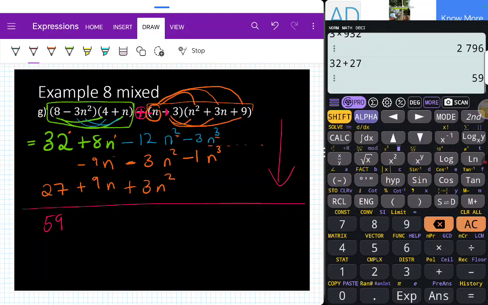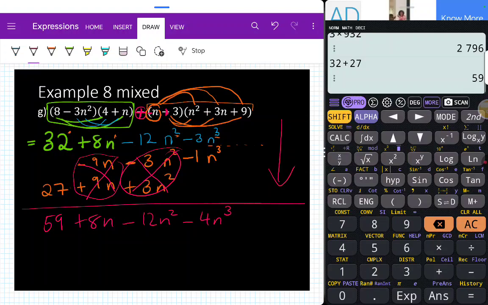8 minus 9 plus 9. Can you see these two are identical with the opposite sign? So they cancel out, right? So that gives me plus 8n. Same thing over here. Minus 3 plus 3, that cancels out. So minus 12n squared. Minus 3 minus 1 is minus 4n cubed. And that is your final answer.